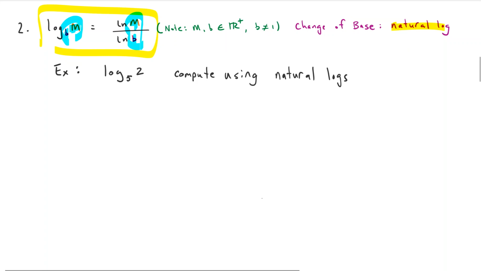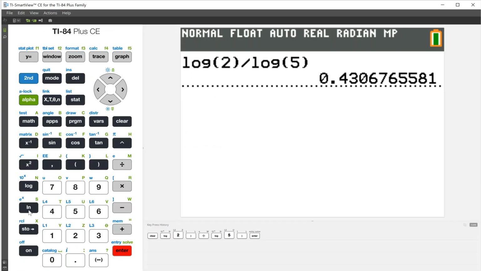So we can change log base 5 of 2 into a quantity using natural logarithms by using our formula here. It says we have the ln of m, which is 2, over ln of 5, and we're done. If we wanted to put that into a calculator, we'd use our ln button here on the left-hand side in red, ln of 2, close parenthesis, divided by ln of 5, close parenthesis.